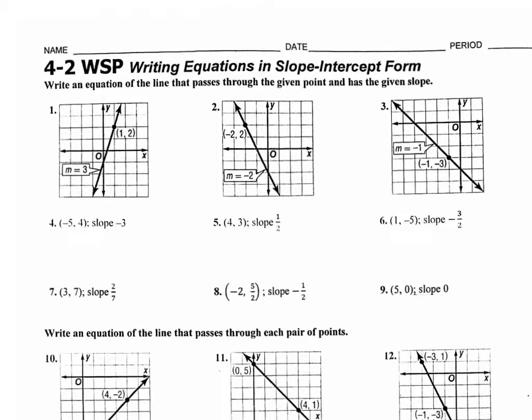So we're going to be doing the odd ones on this. It's just extra practice. You want to write an equation, and the two things that you need to write an equation are m and b.